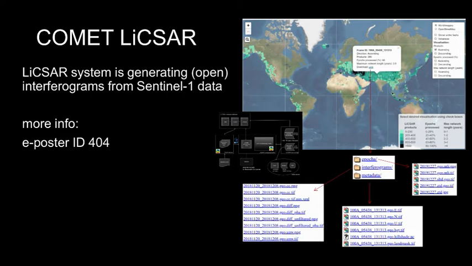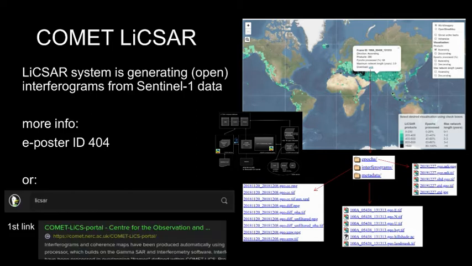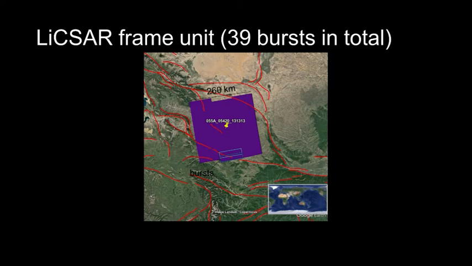Let me first introduce you to the source of our input dataset, that is COMET's LiCSAR system for generating open interferograms from Sentinel-1 data. For more information, please see e-poster of ID 404. In this study, we investigated basic LiCSAR frame units that cover an area of around 260 times 260 kilometers and consist of 39 bursts in total.